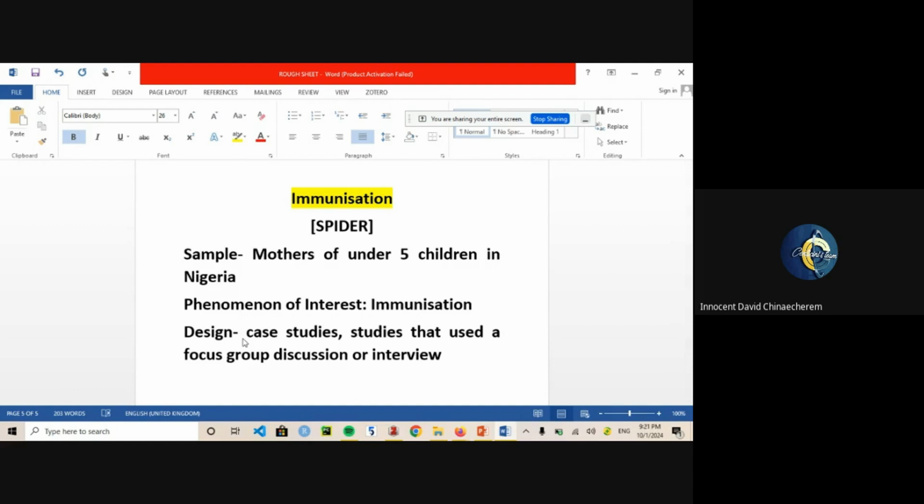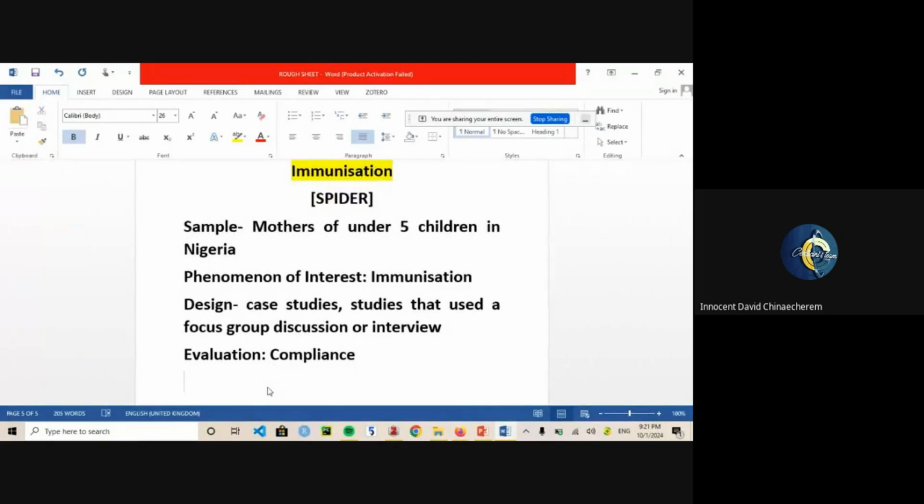Now, in terms of our evaluation, remember, you don't need to confuse your evaluation with your phenomenon of interest. Now, what are we evaluating now? We're interested in what? Compliance, right? In their compliance towards immunization. So what could be our research type? Our research type could be what? Maybe a mixed method research.